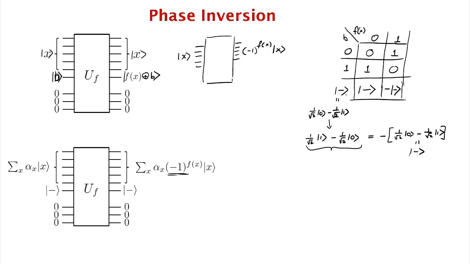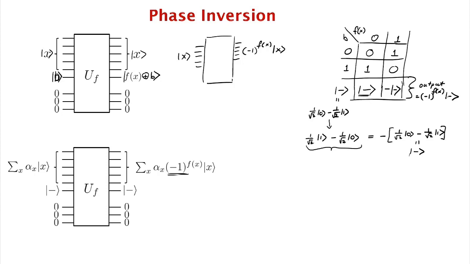So what's the net effect? On input minus, what's the output? If f of x is 0, it's just exactly the state minus. If f of x is 1, we pick up a phase of minus 1. So the way we can describe this row of the table is that the output is equal to minus 1 to the f of x times minus.